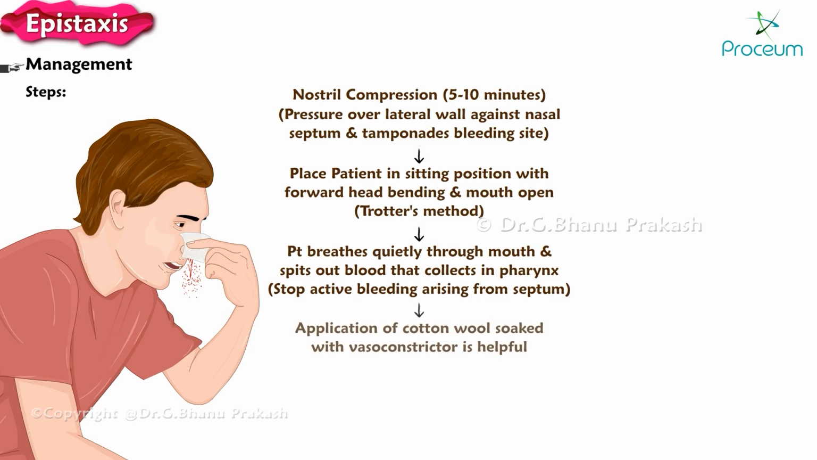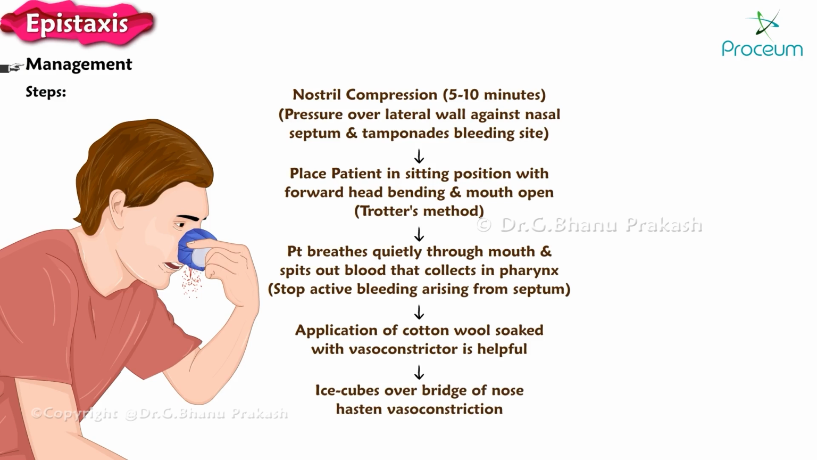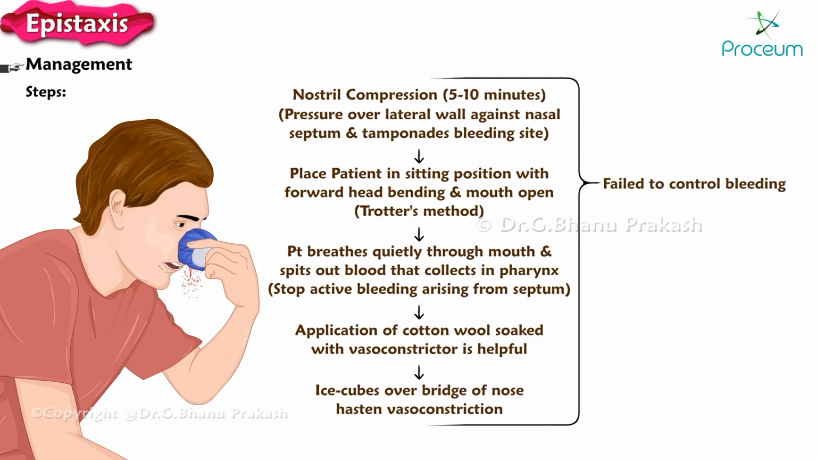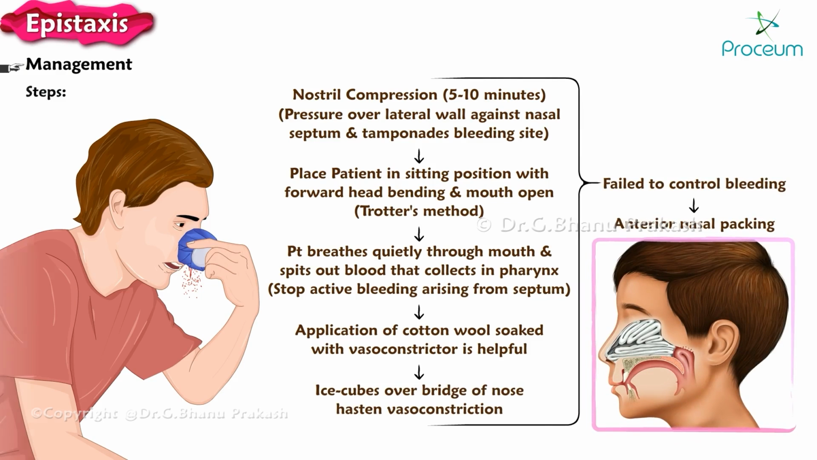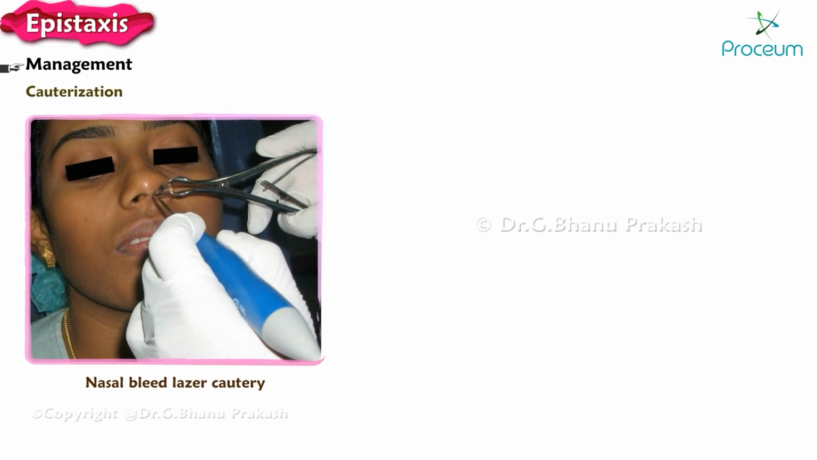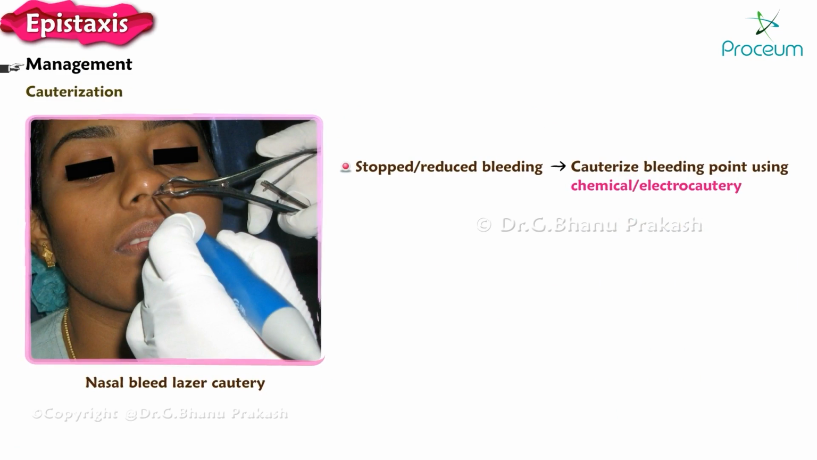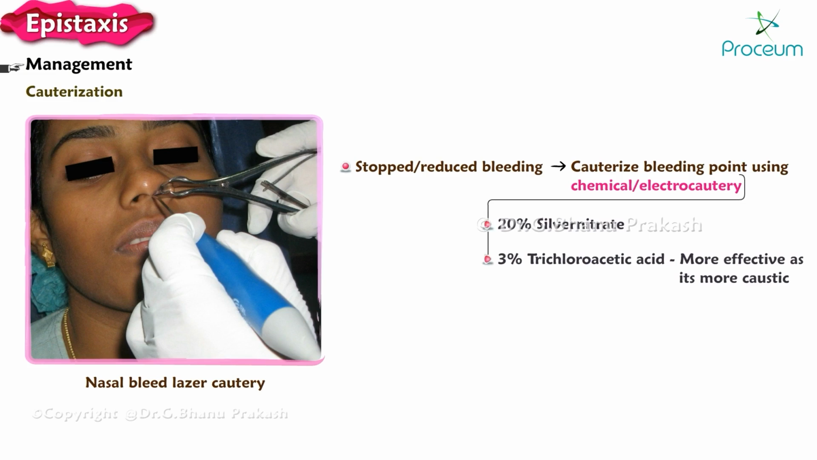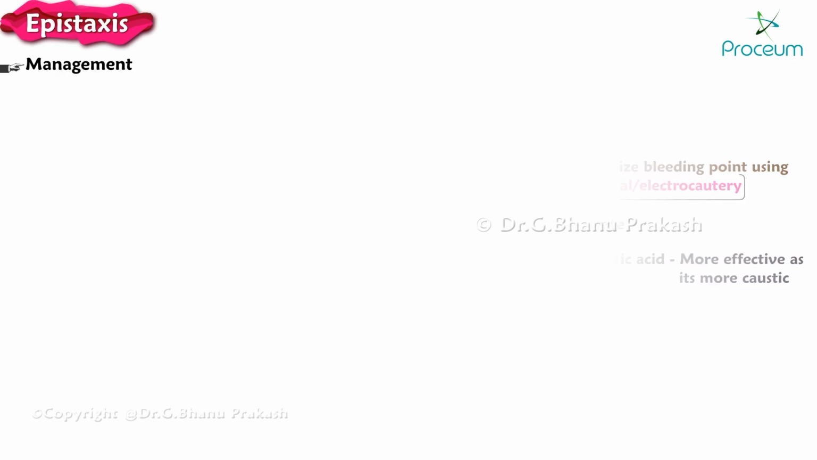Sometimes, after this step, application of cotton wool soaked with vasoconstrictor can be helpful. Placement of ice cubes over the bridge of the nose may hasten vasoconstriction. If this fails to control the bleeding, the next step should be anterior nasal packing. Cauterization. If the bleeding stops or reduces, the bleeding point may be cauterized using chemical or electrocautery. Chemical cautery may be done either with 20% silver nitrate or 3% trichloroacetic acid, which may be more effective because of its more caustic nature.